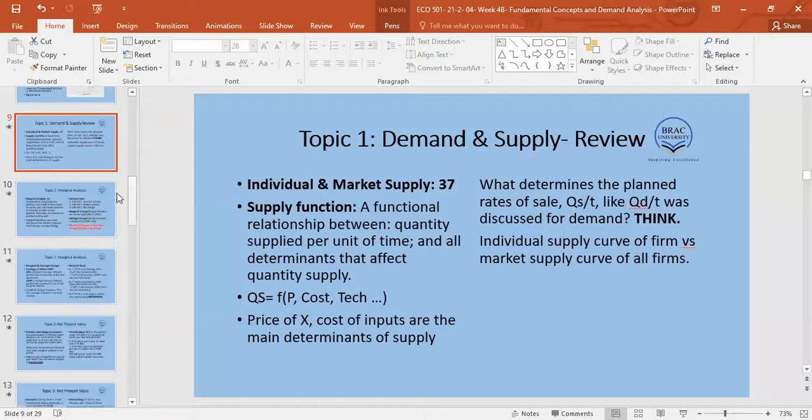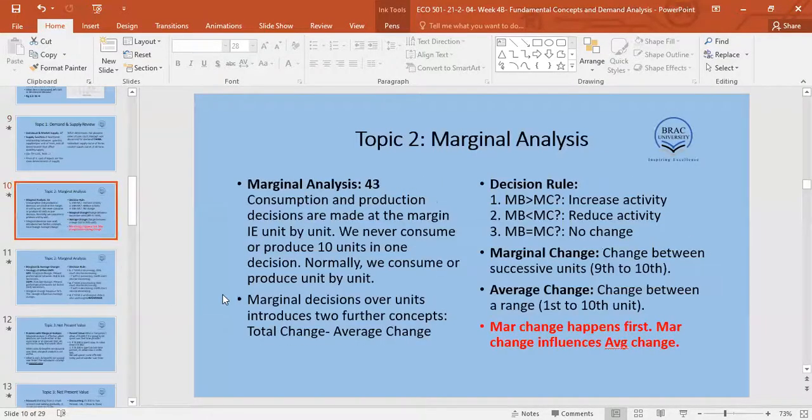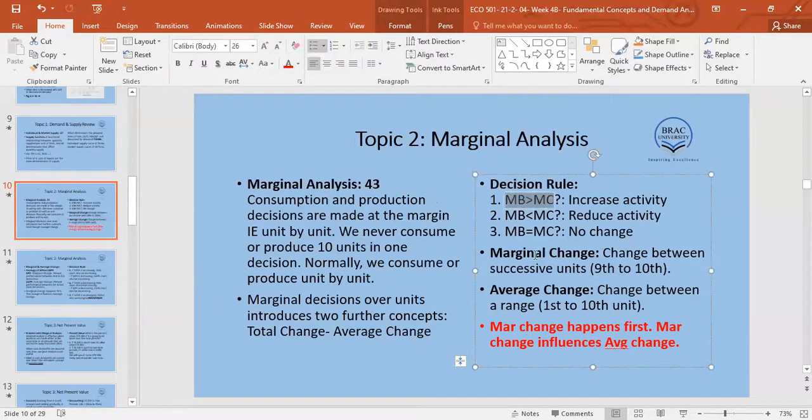This one we have already discussed. Now, this one we have not discussed. What is this? Acha. Marginal benefit greater than marginal cost. How do I discuss this?